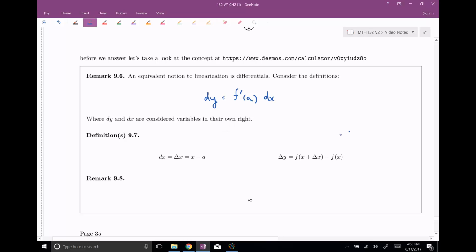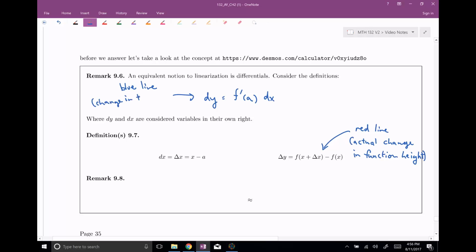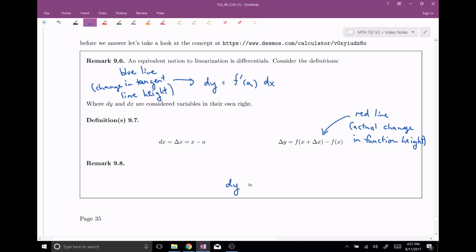So let me go ahead and specify this is the red line, and this is the actual change in function height. And then over here, this dy, this was our blue line. And this is the change in tangent line height. And again, what I was saying is that this dy, which is the change in height of the tangent line, is approximately equal to this delta y, which is the change in height of our function.